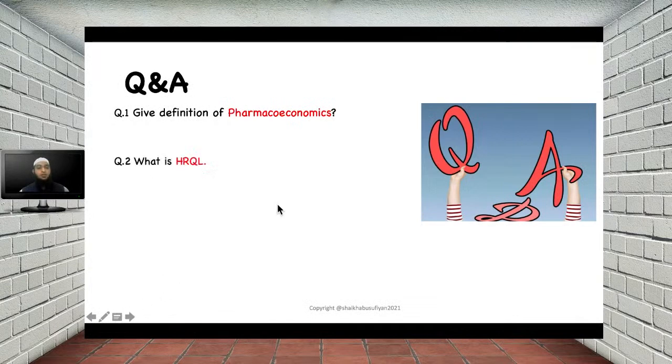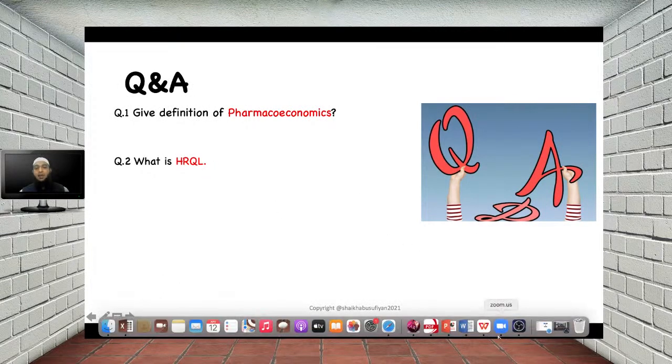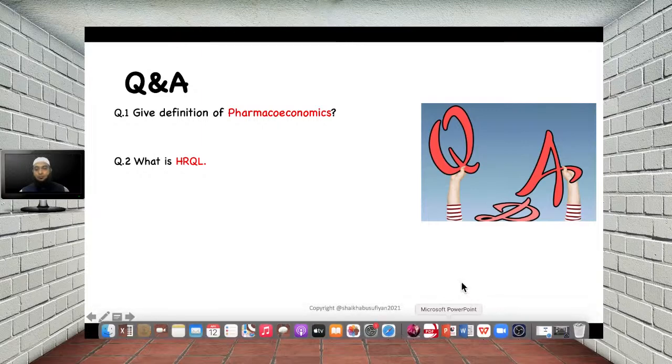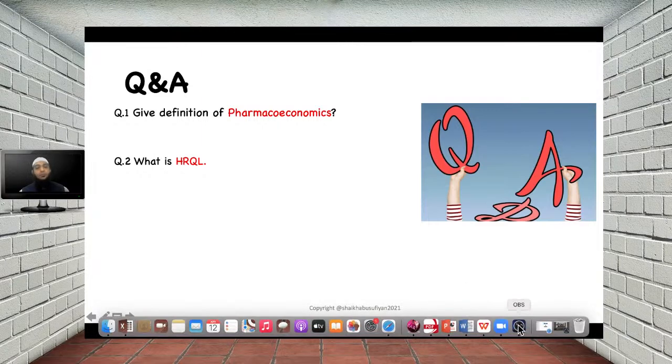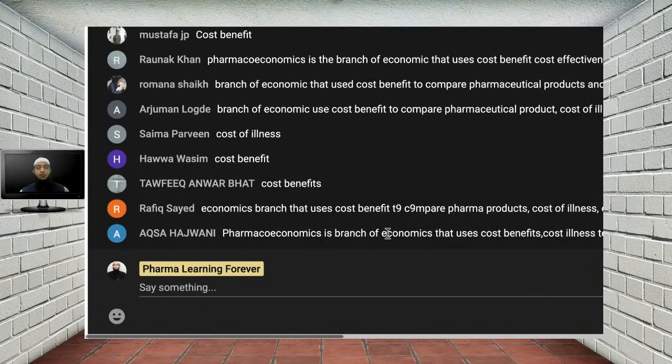Let's move on to the next question. What is HRQL? That is health related quality of life, HRQL. Yes, so let's see who gives the first answer. So just now we have seen HRQL, it is basically one of the aims of pharmacoeconomics.